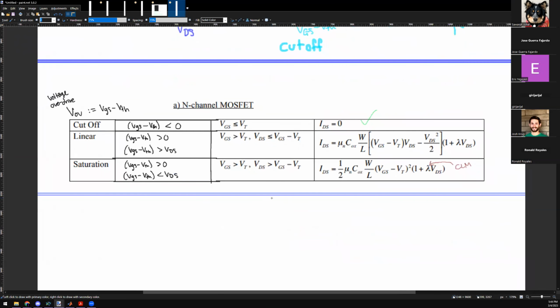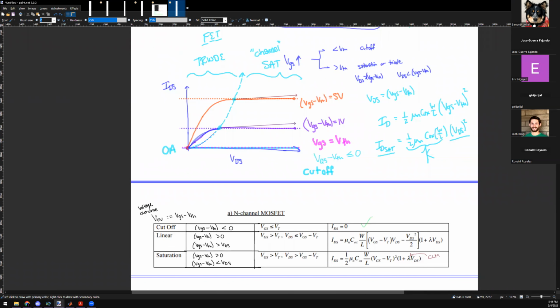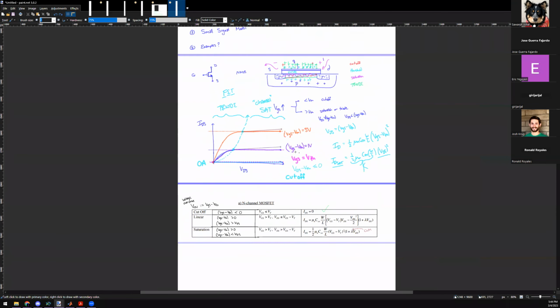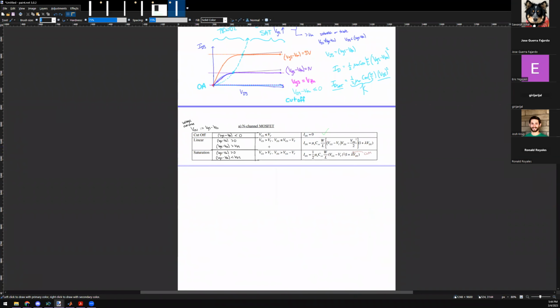Okay. So for IDS versus VDS, that's what we have. For IDS versus VGS, or V overdrive, it follows the square law, where for every amount of voltage I apply, I get a square increase in the saturation limit. Okay, and those are mainly the equations. So let's talk about the small signal model.